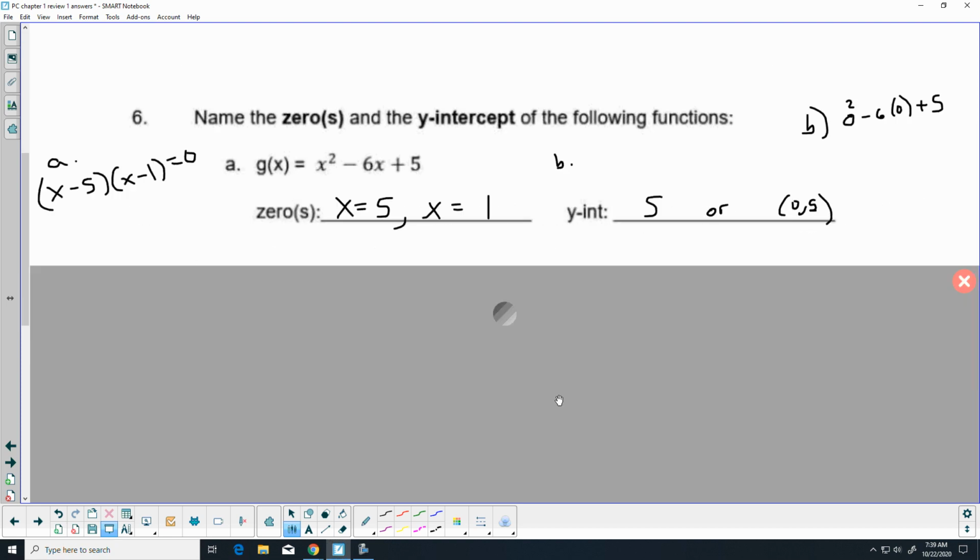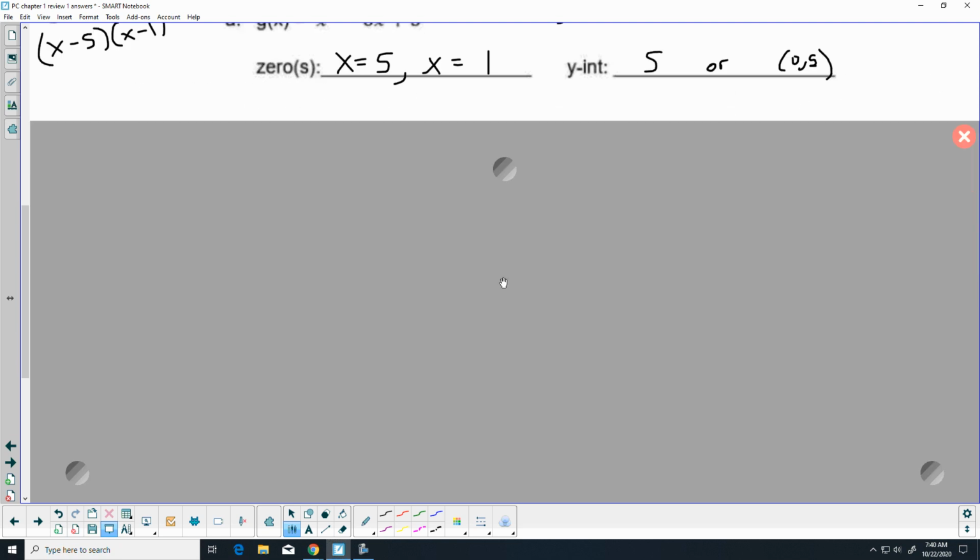Name the zeros and the y-intercepts. To find the zeros, you just set it equal to 0. And I factored x minus 5, x minus 1. My zeros are 5 and 1. To find the y-intercepts, you plug 0 in. 0 squared minus 6 times 0 plus 5, and you get 5. You could also put that as an ordered pair.